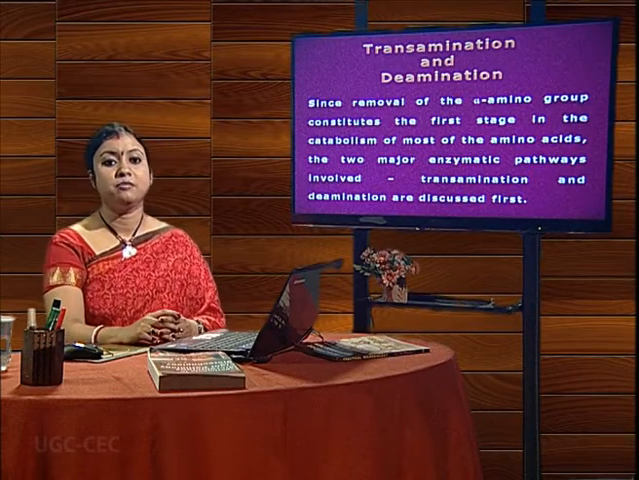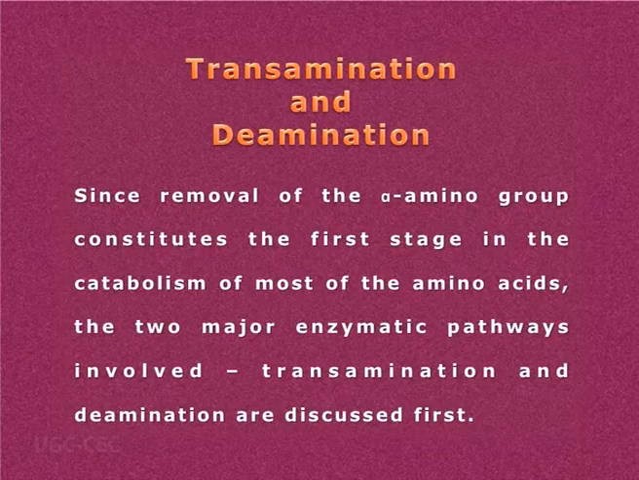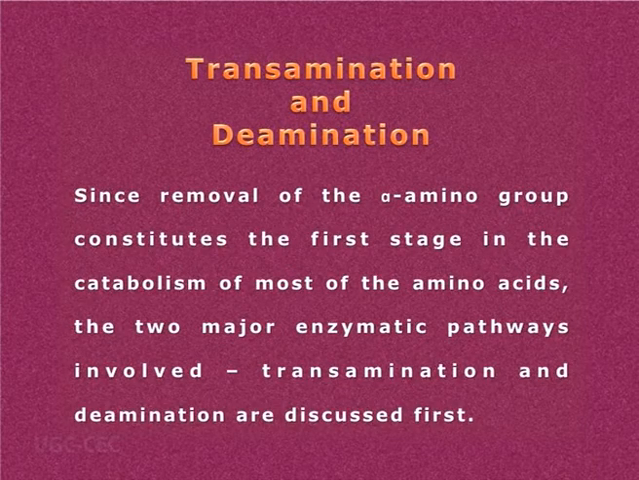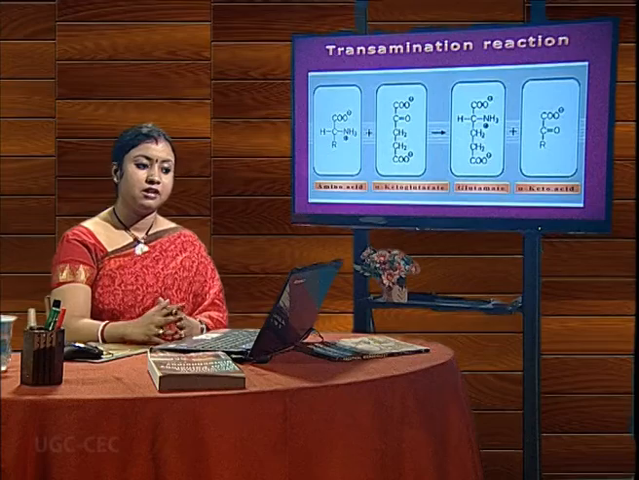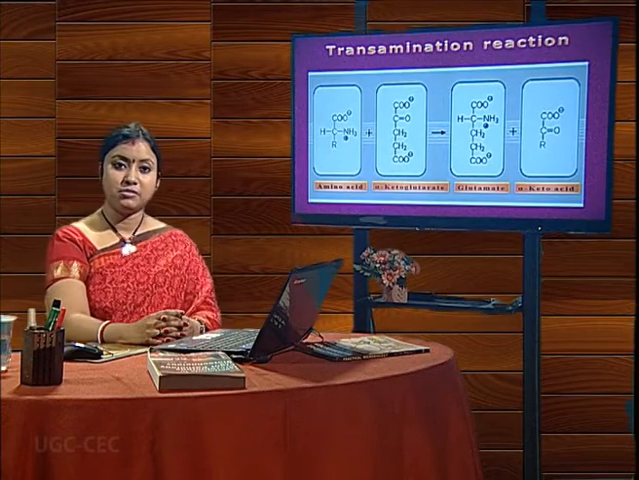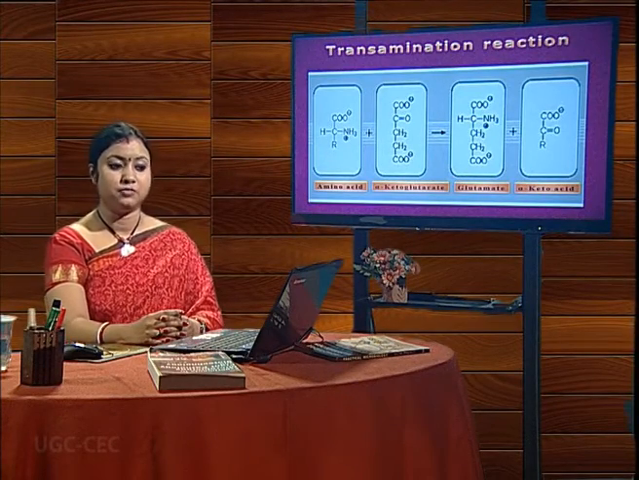Now, most amino acid catabolism begins with the removal of alpha amino groups. So, I will now discuss the two major pathways by which these alpha amino groups are removed. These are transamination and deamination. I will first discuss transamination as it occurs first in the sequence.